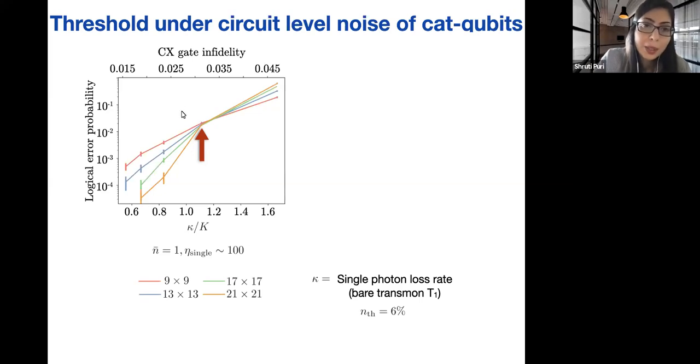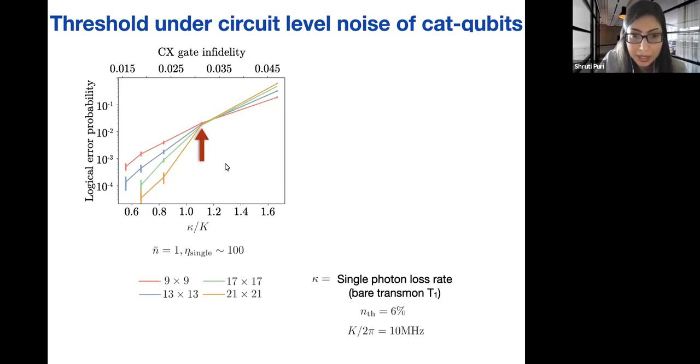If you look at this plot, this plot is for one photon cat state. This corresponds to a single qubit bias of about 100. In this case, you can get thresholds close to 3%. This is a threshold for the CX gate, which is, as I said, the most faulty gate. So this is nice.